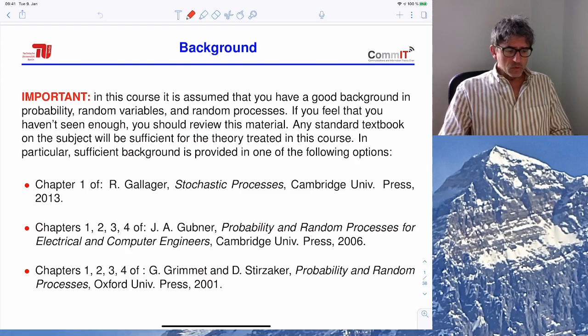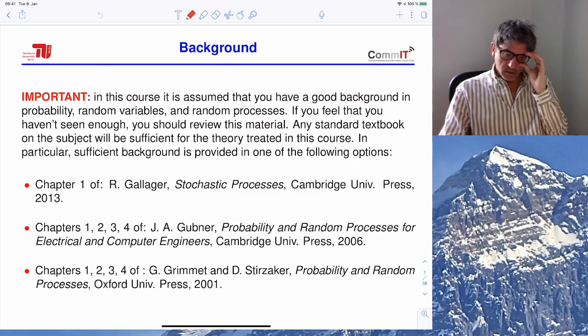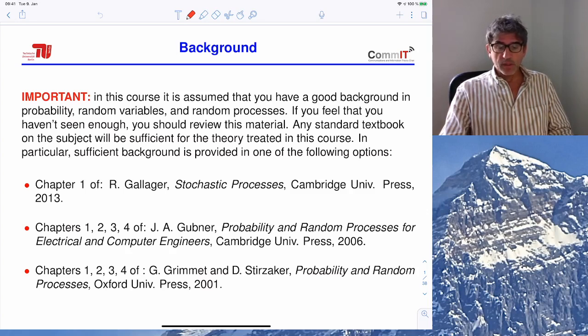So if you have attended my course of probability and random processes for electrical engineers last semester, you will not have any problem here. If you're coming from another direction, another program, or another school which is not TU Berlin, I hope you have the right background. Otherwise, I advise you to take a look at this background by yourself.